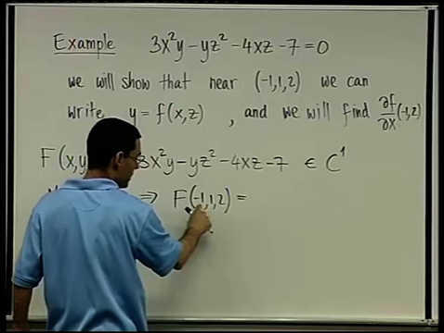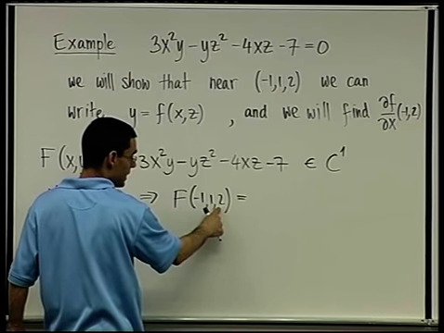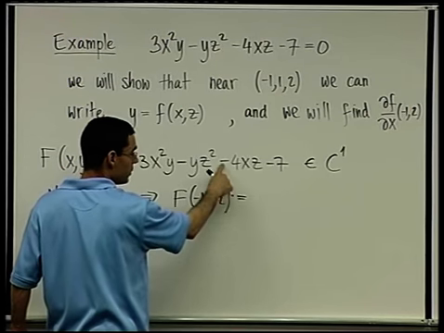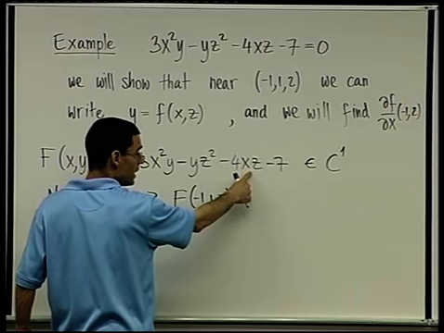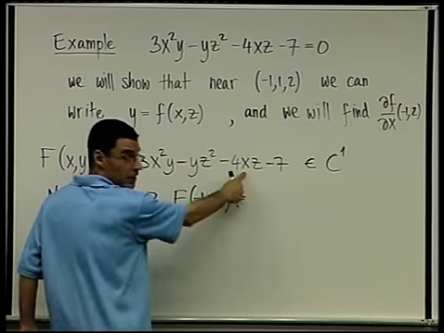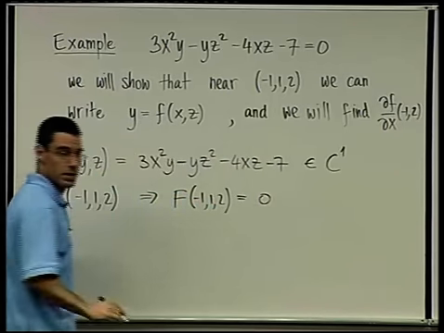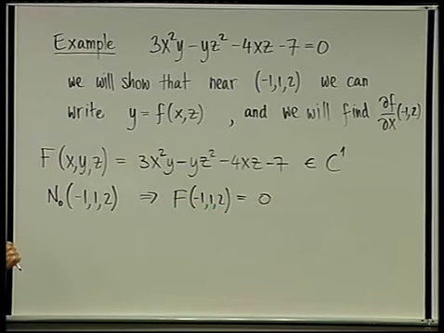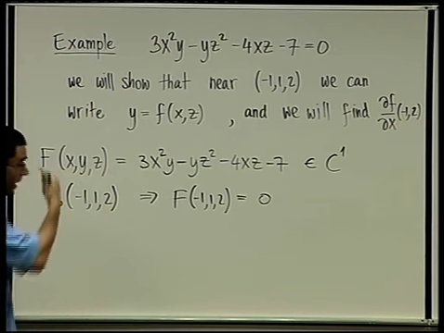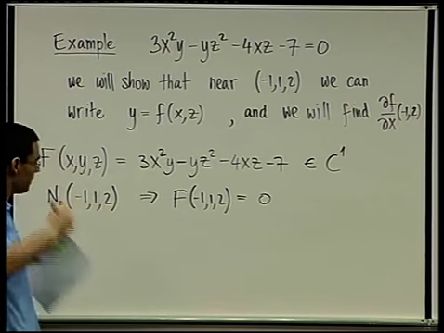X times z is -1 times 2, it's -2, minus 4 times -2 is 8, so I'm at -1 plus 8, minus 7, I get 0. Did everybody follow? That was hard, right? Good. I like it when sometimes people say, yeah, this was easy, I actually got it.